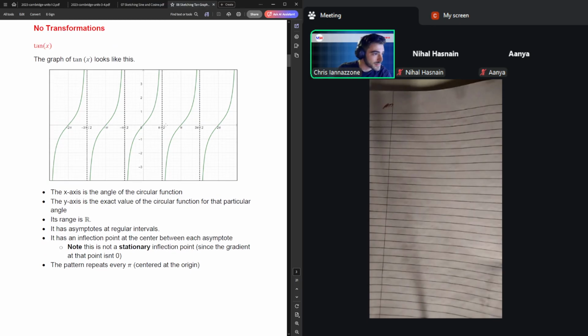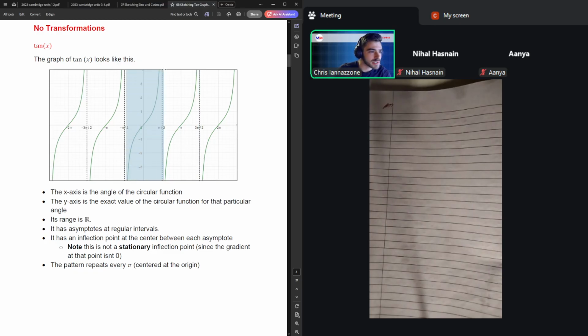As for tan, the basic graph of tan with no transformations applied to it looks like this. So you kind of get these little wobbly lines that are starting from the bottom left and ending at the top right, each separated by these asymptotes, these dotted lines.